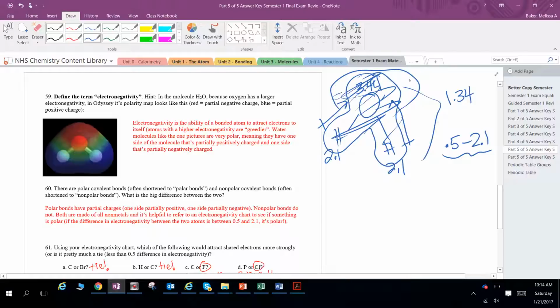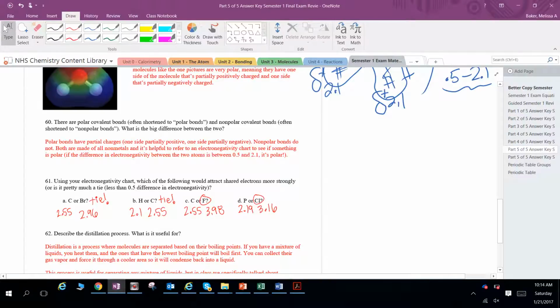Because of that, it's got a partial negative charge because it's got more of the electron cloud around itself. The hydrogen's nucleus is more exposed. So those protons are really like, hey, the positive's winning here because their electron cloud's getting sucked away.